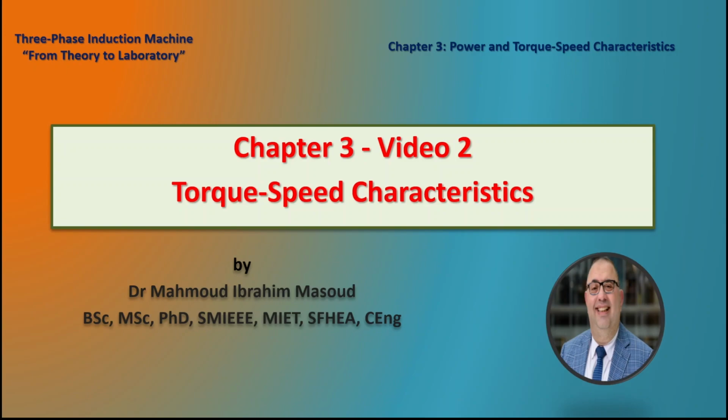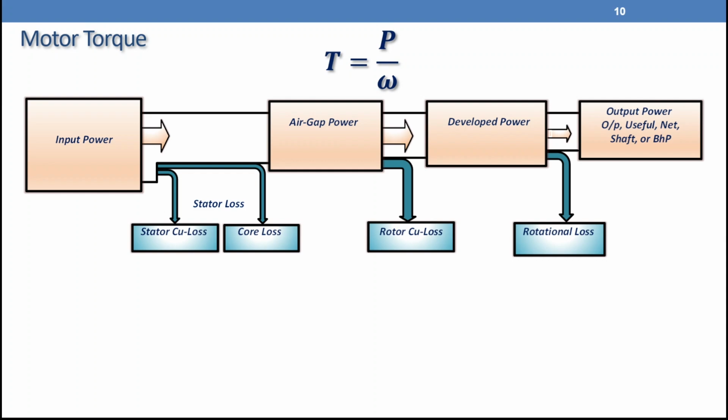As you know, in the previous video we covered the power flow diagram, so now it's time to know how to calculate the motor torque. From the concepts we had before, torque equals power over omega. So let us call back the power flow diagram of the 3-phase induction motor. We have input power, stator loss, air gap power, rotor copper loss, developed power, rotational loss, and output power. The output power we can call output useful net shaft or even brake horsepower.